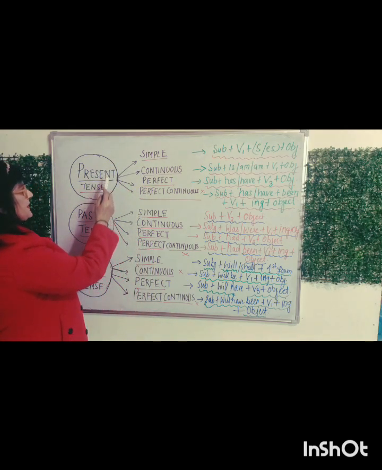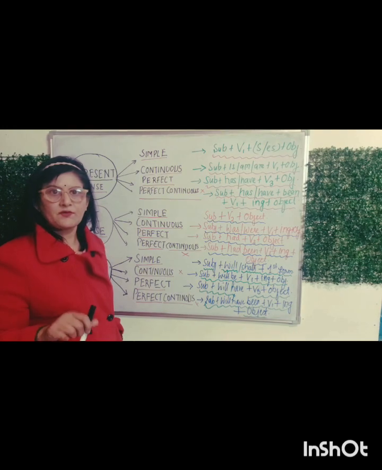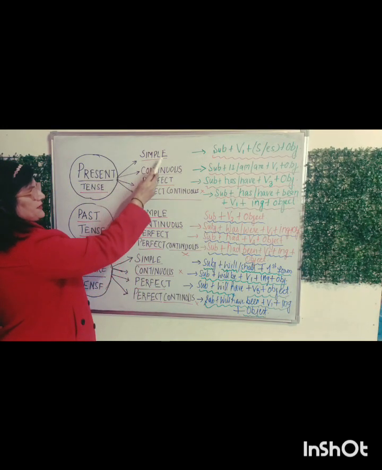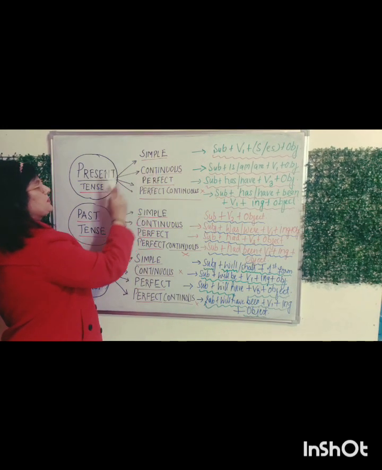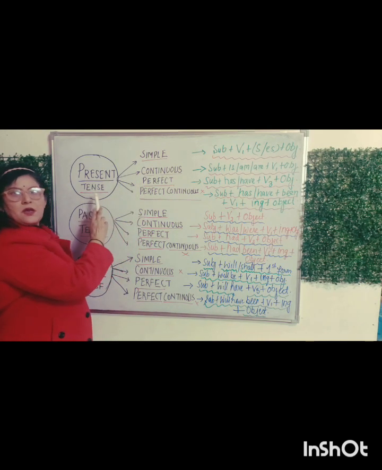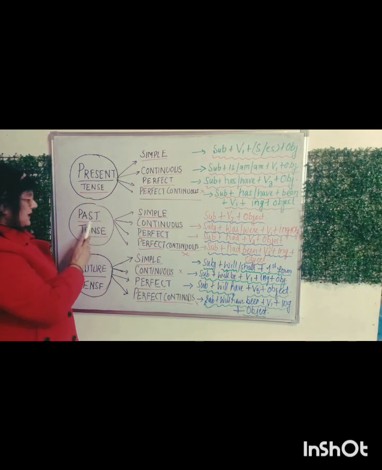Now, first is the present tense. Present tense means at the time of an action, at the moment, and it is divided into four parts. That is present simple, present continuous, present perfect, present perfect continuous tense. Let's move to the next one.